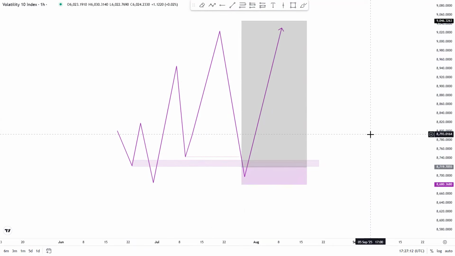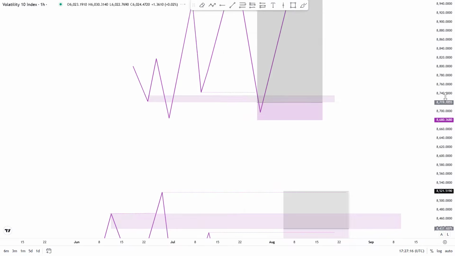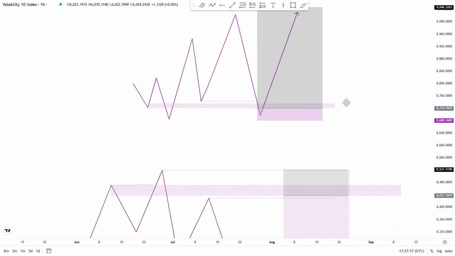So let's look at some chart examples and quickly do some chart examples. I hope you get this strategy. I hope you understand.